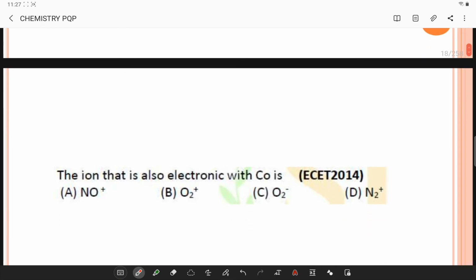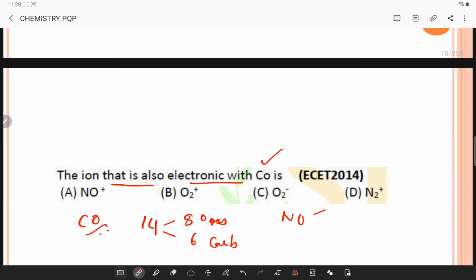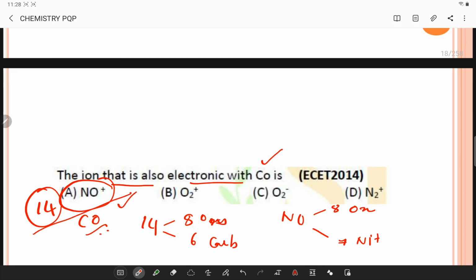The ion that is also isoelectronic with CO. Now here, CO has 14 electrons, carbon monoxide, 8 from oxygen and 6 from carbon, whereas NO has 15 electrons, 8 from oxygen and 7 from nitrogen. But when it comes to NO plus, it loses an electron and the number of electrons will become 14. So the answer here is this.